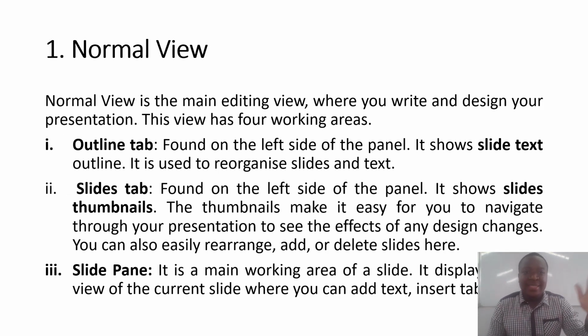Now, let's discuss normal view. Normal view is the main editing view where you write and design your presentation. This view has 4 working areas. How many areas? 4 working areas. The first working area is what we call an outline tab. An outline tab is found on the left side of the panel.